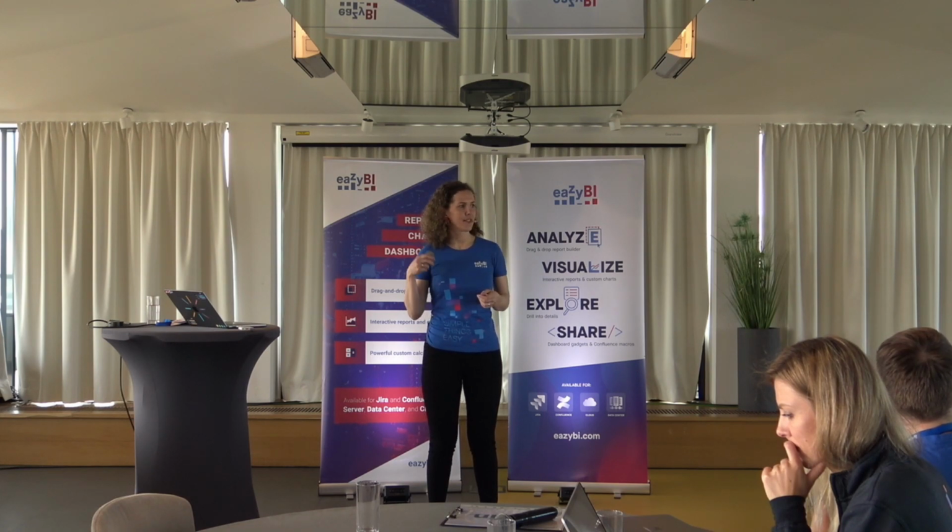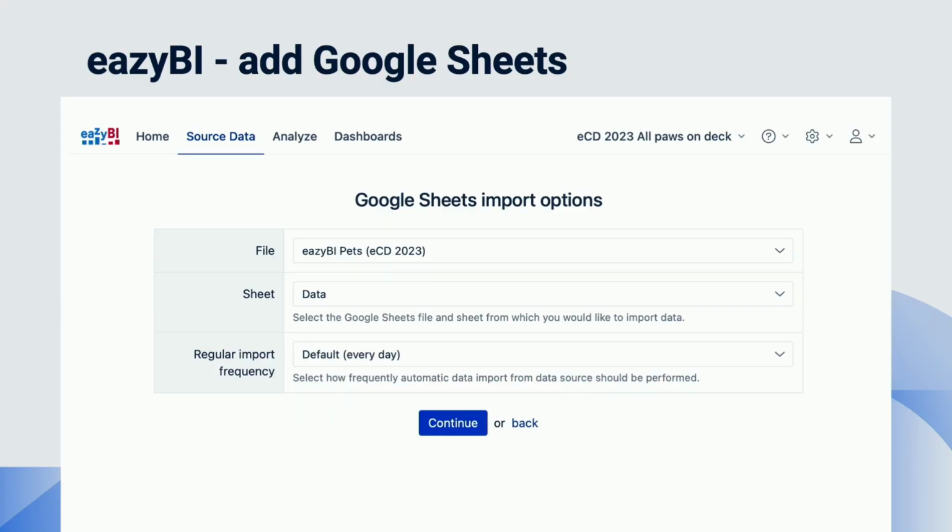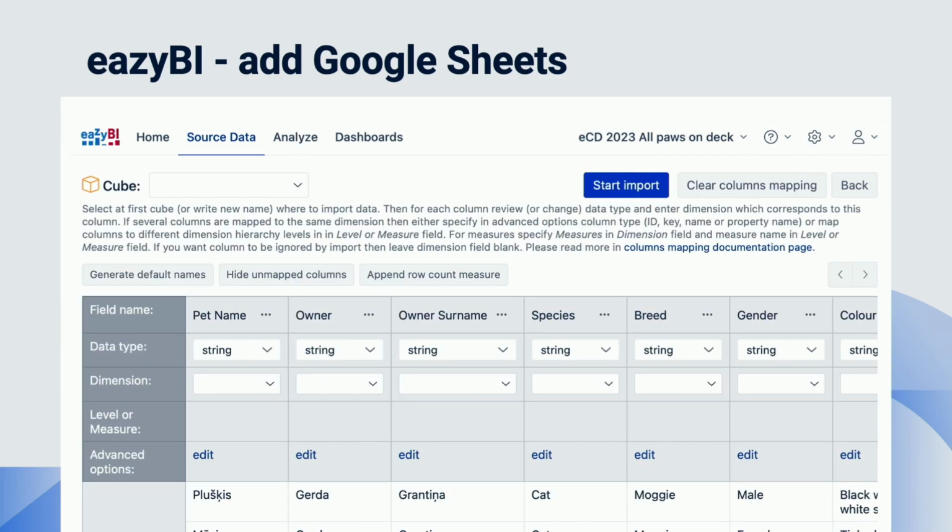I authorize eazyBI to access Google Sheet with my credentials. I choose the files that I have access to, the sheet, and I can even put a regular import frequency in case new hires come into our company. So I put a new line, and on a daily basis it is updated. And then this is how it looks in eazyBI in the data source import options.